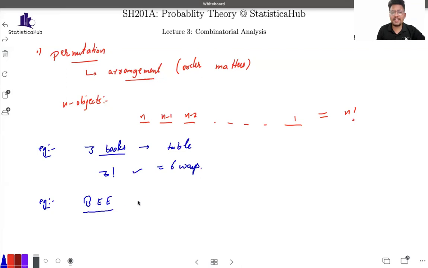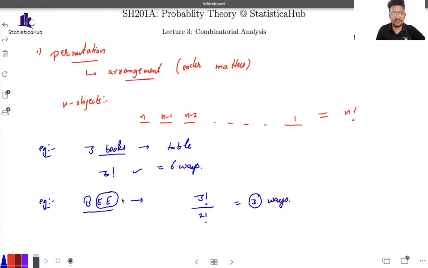If you have to arrange the letters of this particular word, that will be 3 factorial. But you can see these two letters are repeated, so divided by 2 factorial. So I will get 3 ways only. So if there is some repetition, then you simply divide by that particular number.